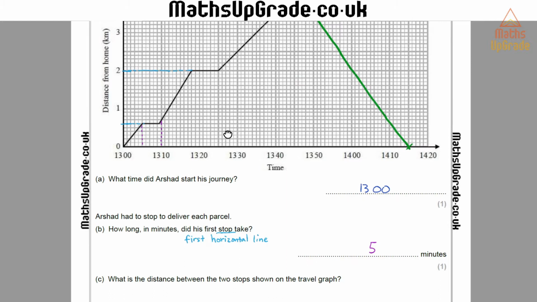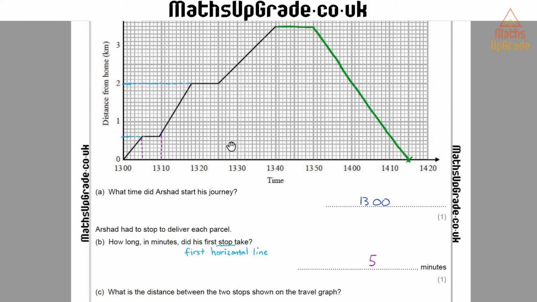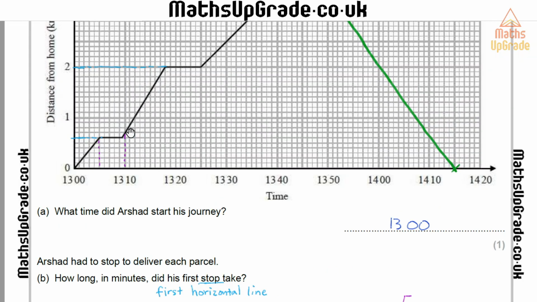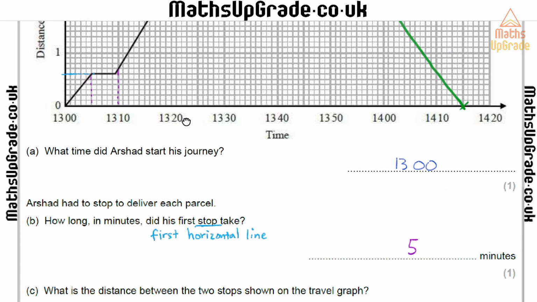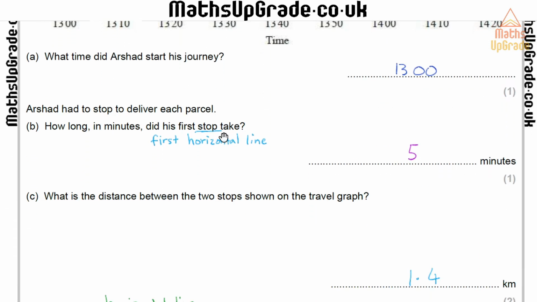Part C. What is the distance between the two stops shown on the travel graph? So the distance between this horizontal line and this horizontal line. Well, the distance is given along the vertical axis, the y-axis here. So you can see here he was 2 kilometers away from home, and here he was 0.6 kilometers away from home. Just look at the scale there. I'll zoom in, probably see it easier. Okay, so 2 kilometers, 0.6 kilometers. So that is a difference of 1.4 kilometers between those two stops. The answer here is 1.4 kilometers.